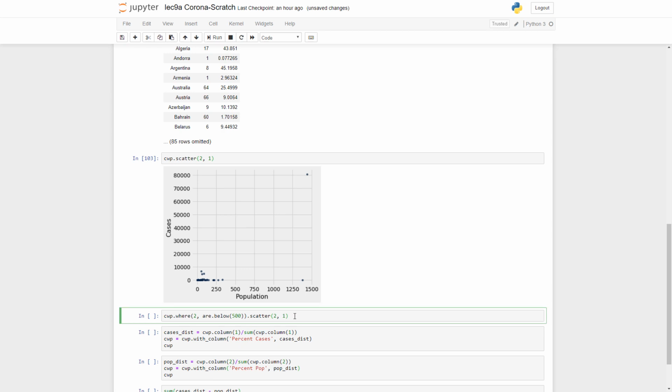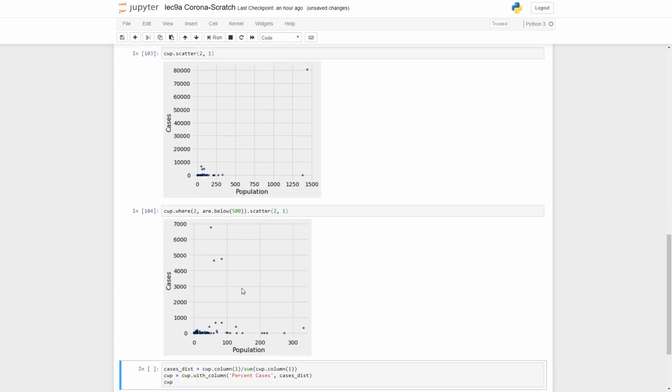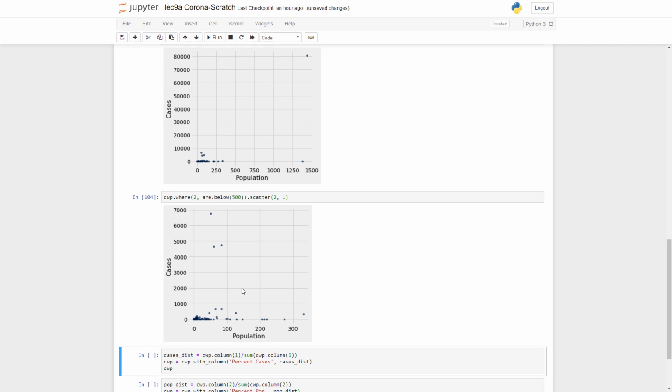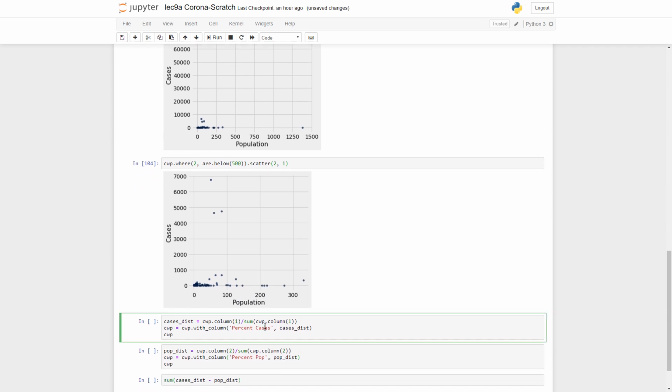So we tried also to remove the outliers by focusing only on the countries that have population that is less than 500 million. So if we do that, and we also plot, we again have a scatter plot, then we will see this plot. Still, we have of course also some outliers, but still we cannot have a concrete conclusion from that plot. So we started to think about the two distributions that we have, the distribution of the infected cases over countries, and the distribution of the population over countries.